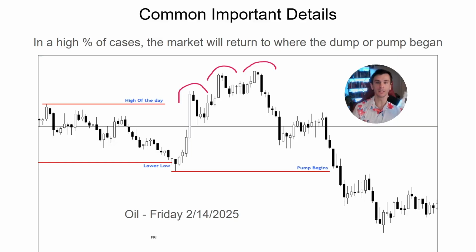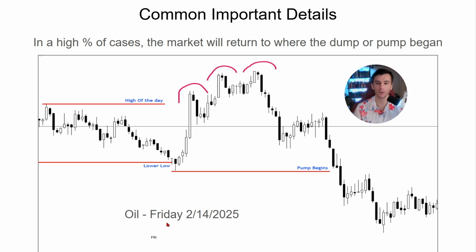Okay, we're going to talk about some important details when looking for this pattern. And if you don't feel like this is functional information yet, I've got it coming, I promise. Some important details. A lot of times, in a high percentage of cases, it comes back to where the pump or where the dump began. So if we have a day that has made a lower low or triggered a certain level and we're looking for it to pump back up and then dump back down, in most cases it's going to go back to at least where that pump began and maybe even expand the range. So this range here, the high and the low of this range, it may expand it down, or in other cases, of course, to the upside.